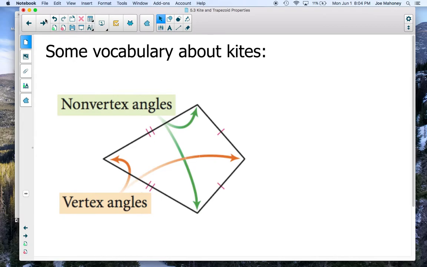I forgot about that. There are two sets of angles that go with kites. The angles that are formed by the two congruent pairs of sides are called the vertex angles. That kind of makes sense, because if I draw in this diagonal, I make two isosceles triangles, and in an isosceles triangle, the two congruent sides form the vertex angle. So the vertex angles of the kite are the same idea: the angles formed by the congruent sides. And the non-vertex angles are the ones formed by the non-congruent sides. All right, now we can get back to the sketch.